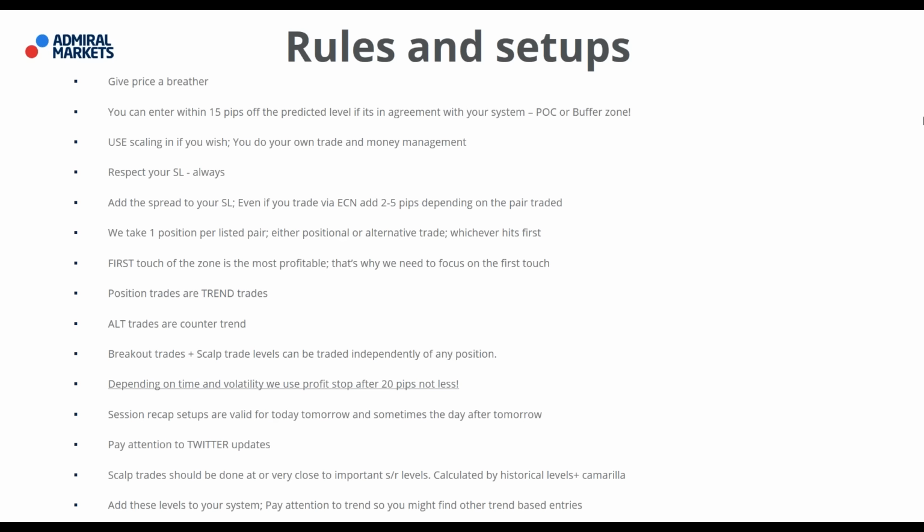Rules and setups for our session recap trading. Give price a breathing room. We usually enter within 15 pips of the predicted level if it's in agreement with the system. Entries are placed always within so-called POC or buffer zones. Use scaling in if you wish. You can do your own trade and money management. Respect your stop loss. Add a spread to your stop loss, even if you trade via ECN, 2 to 5 pips depending on the pair traded. We take only one position per listed pair, either positional or alternative trade, whichever hits first. First touch of the zone is the most profitable. That is why we need to focus on the first touch.